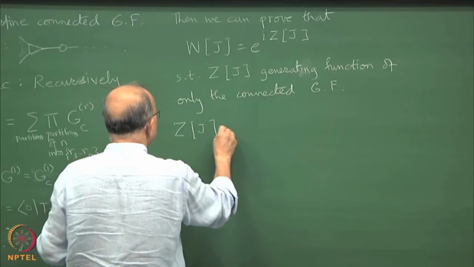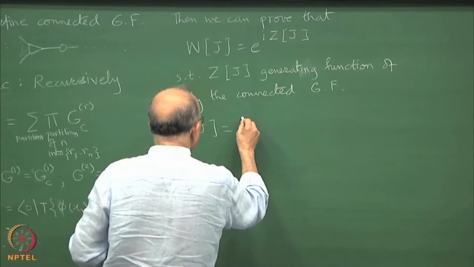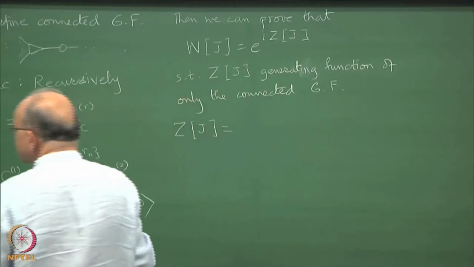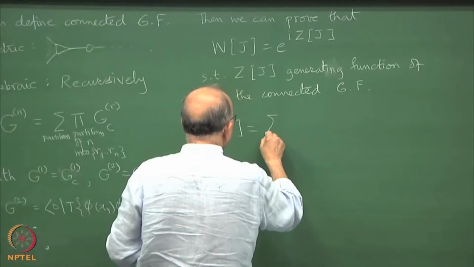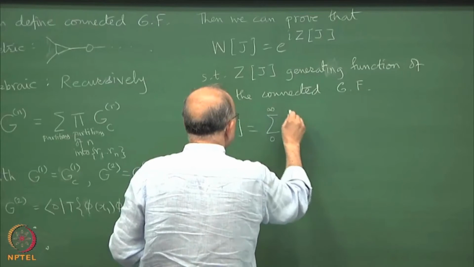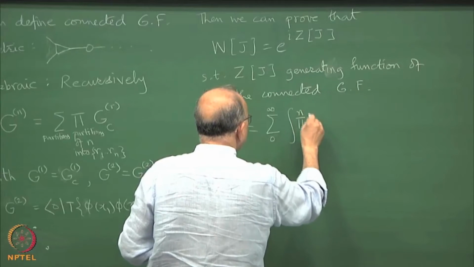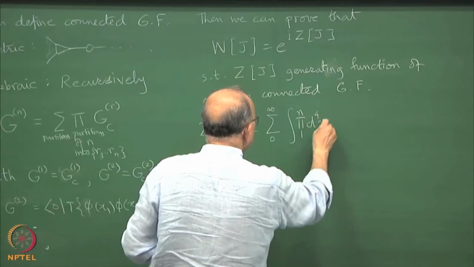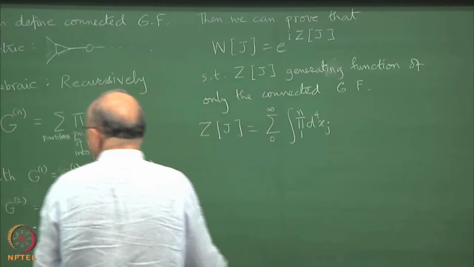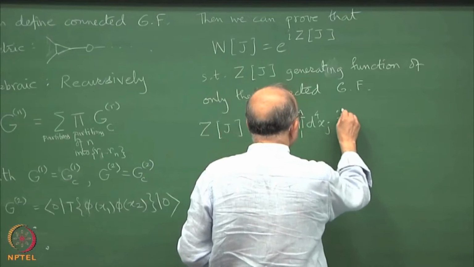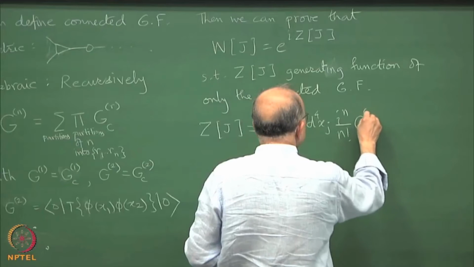And the convention remains exactly the same: integral of, so now I can do a little better. Sum over n from 0 to infinity, we can put the summation outside, integral, product from 1 to n of d⁴x J, and then i to the n over n factorial, G_n^c.